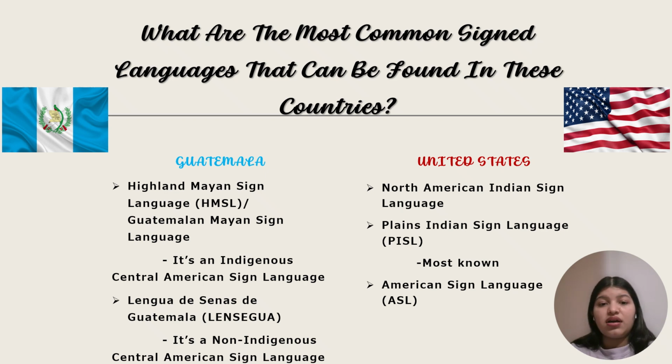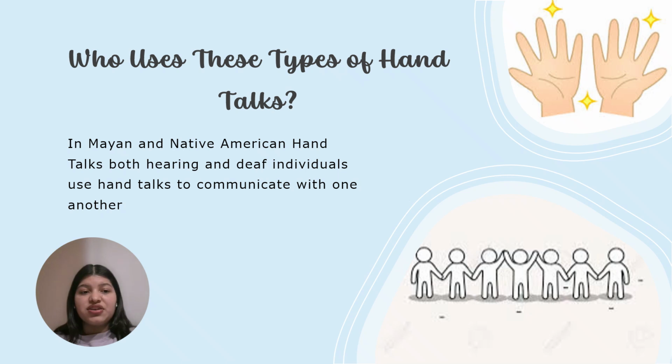Mayan people. And in the United States, we have North American Indian Sign Language. We also have Plains Indian Sign Language, which is the most well-known Native American Sign Language. And we also have American Sign Language, aka ASL. Who uses these types of hand talks? In Mayan and Native American hand talks, both hearing and deaf individuals use hand talk to communicate with one another, and they are able to understand each other as well, no matter which tribe they are from.